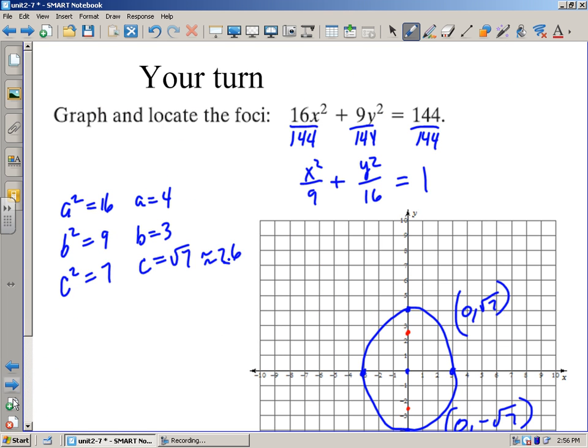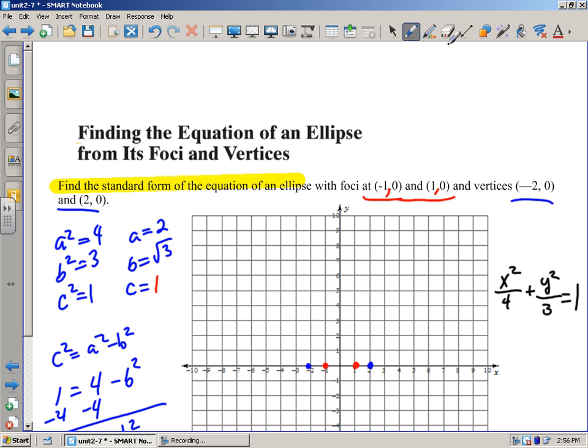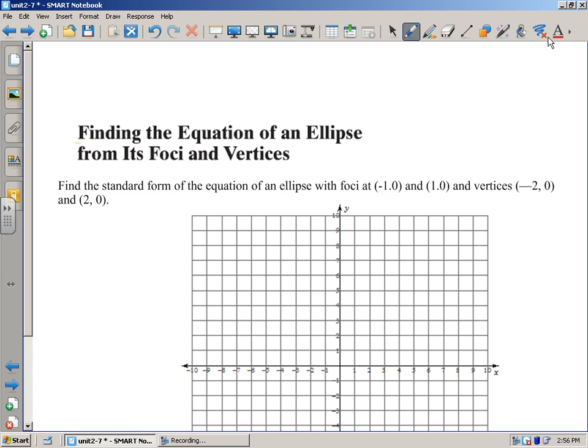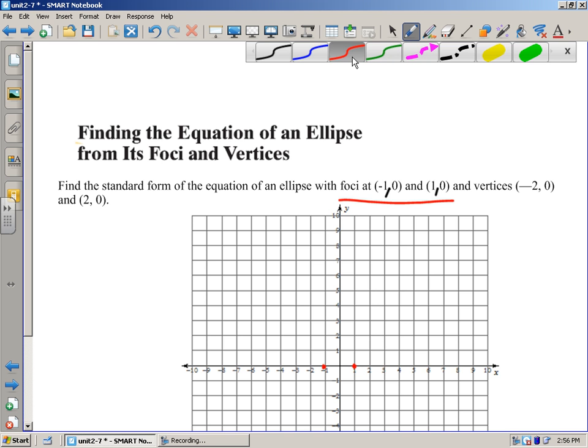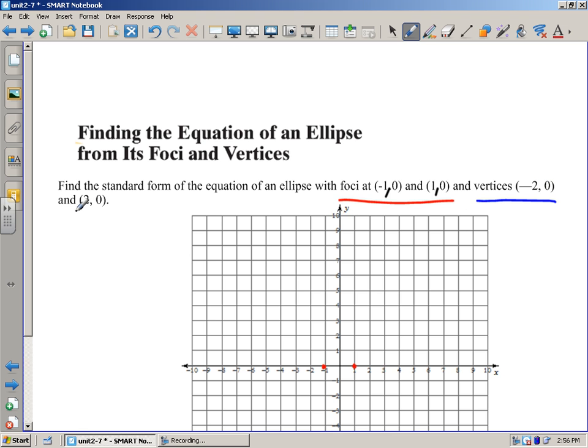So what else? Okay, and this time we're given the location of the foci and the vertices, and we have to come up with our equation. And that's supposed to be a comma there and a comma there. So look at this. I always just go and plot it because it helps me see what's going on. I know my foci are going to be at negative 1, 0 and 1, 0. And then my vertices are going to be at negative 2, 0 and 2, 0. So that's here and here.